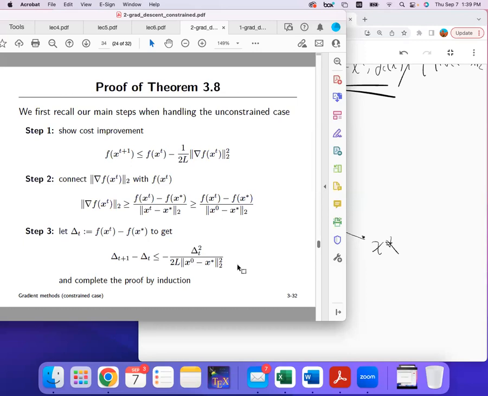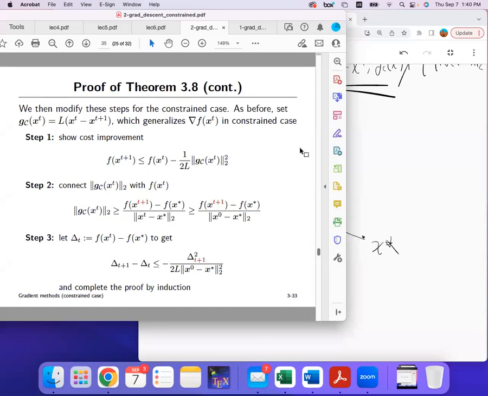And the proof is very different. In the unconstrained case, we follow the following 3 steps for the proof. We first show that the function value is decreasing, and then we bound the gradient norm using the function value difference. And lastly, we combine everything to establish a recursion on delta t. But in the constrained case, we can follow a similar logic, but the modification is a little bit tricky.